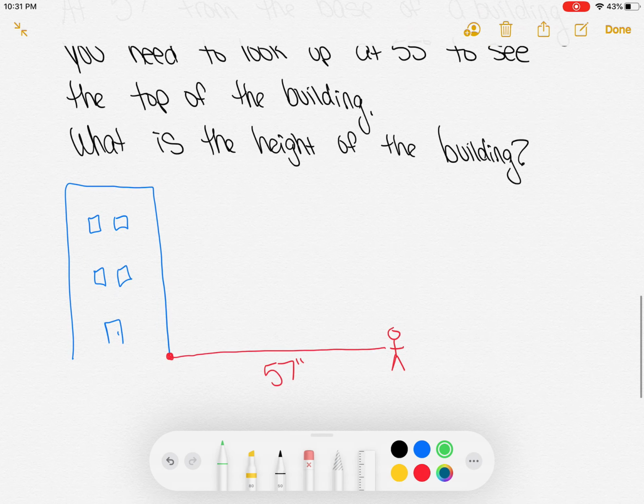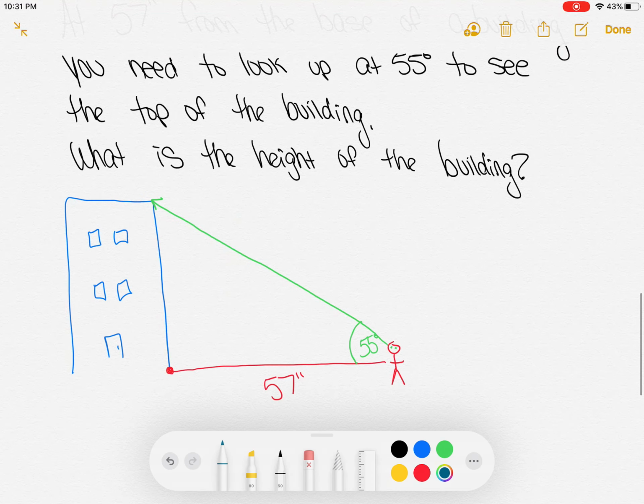Okay, so I read on. You need to look up at 55 degrees to see the top of the building. So you've got these cool eyes right here, and they're looking up at the top of the building at an angle of 55 degrees. So that angle in here is 55 degrees. We haven't really looked at a problem like this yet, where we're given the angle.